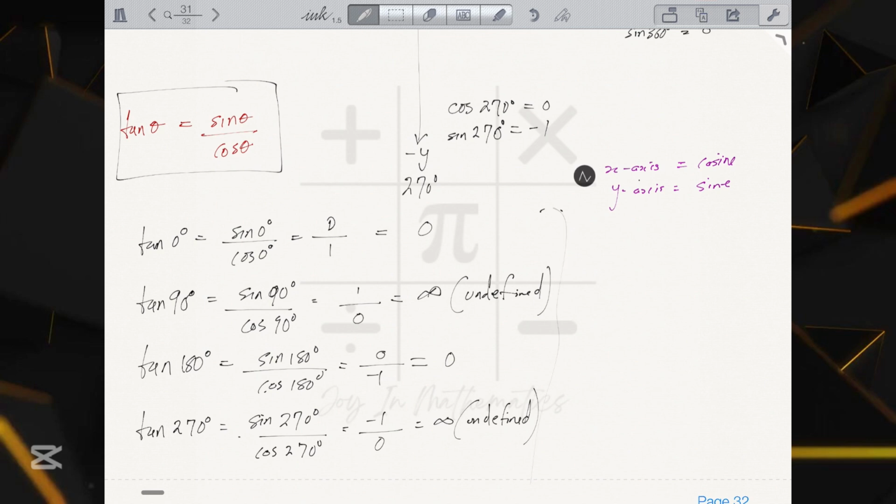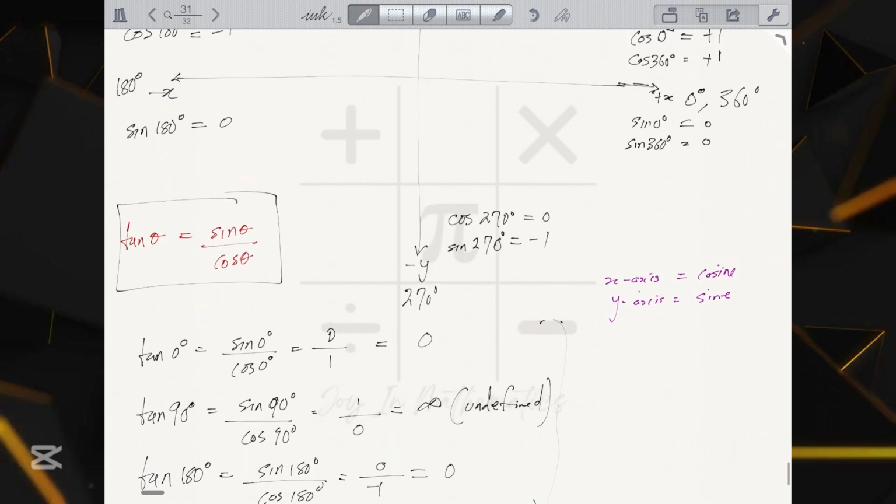And in conclusion, the last angle, which will be tan 360 degrees. Tan 360 degrees is equal to sine 360 degrees divided by cos 360 degrees. Sine 360 degrees is 0, cos 360 degrees is 1. So 0 divided by 1, we will have 0 to give us tan 360 degrees.